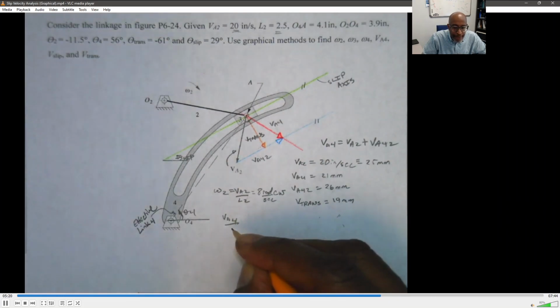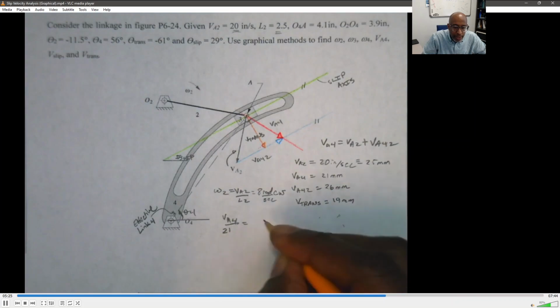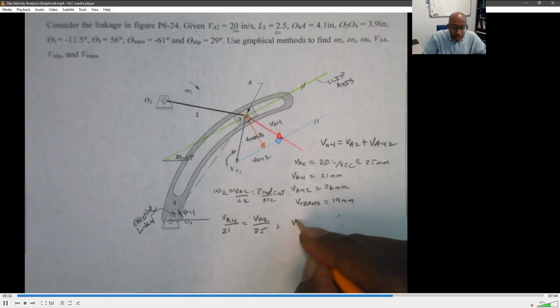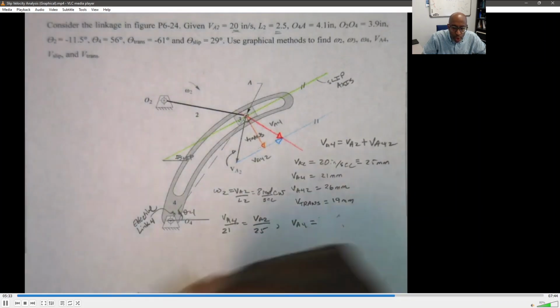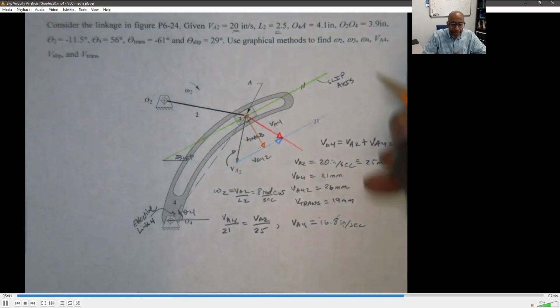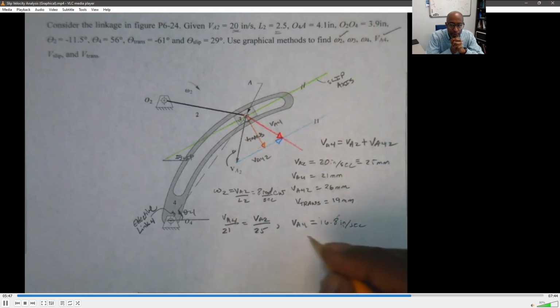And we have our VA4. It's equal to 21 millimeters. So we put that under here and get our ratio set up. Again, VA2 is our known, and it is 25 millimeters. So VA4 is equal to 20 inches per second divided by 25 times 21, or 16.8 inches per second. That is our VA4. So we found VA4, we found omega 2, so we're moving right along.